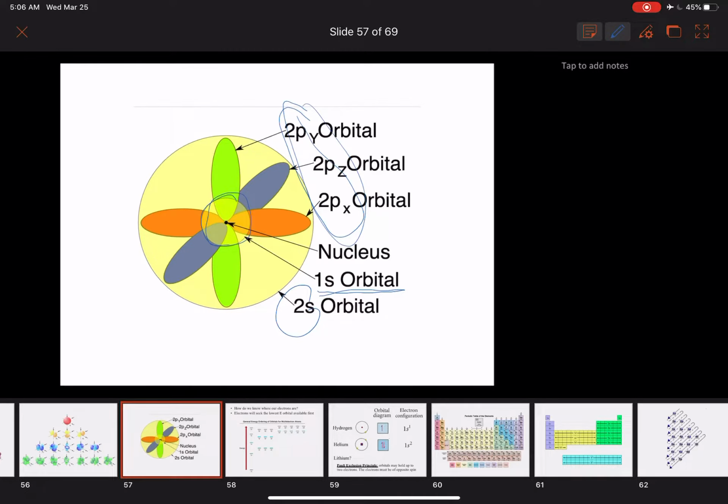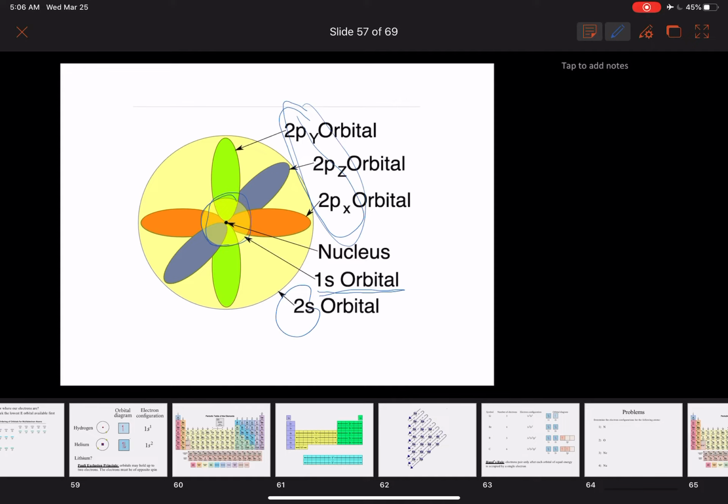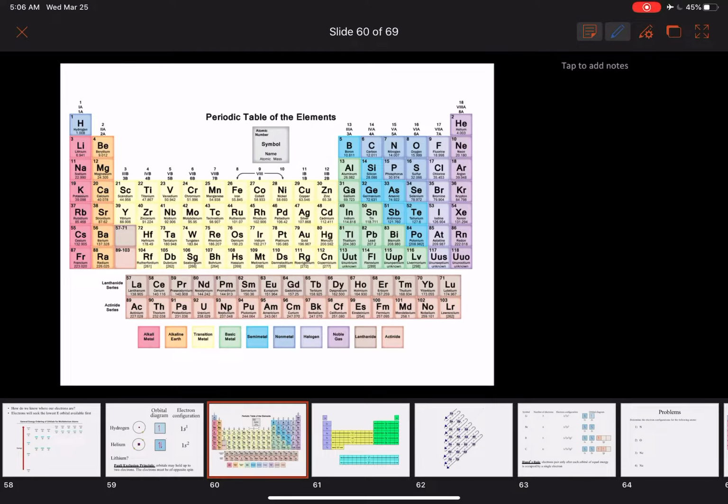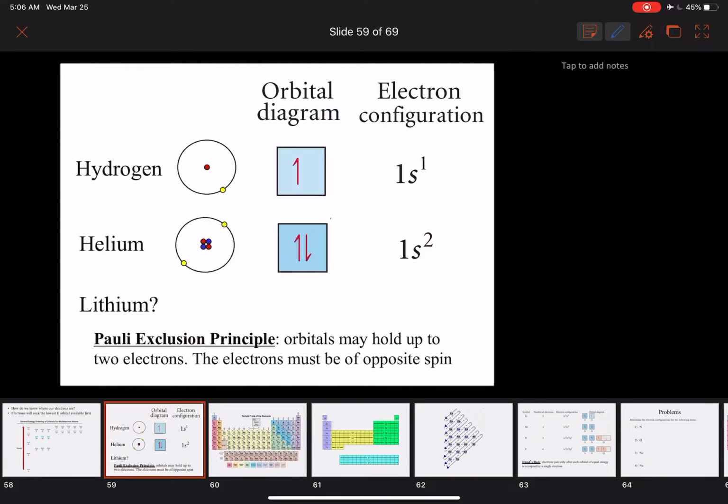All right, so looking at the first 2 elements, we have hydrogen and helium here. Now, remember, hydrogen is our first element right there. It has atomic number 1. That means that it has 1 proton and 1 electron in the neutral atom. And where is that 1 electron going to go? Well, it's going to go in the easiest place, and that is in the 1s orbital. And you guys can see that right there. We've got that 1 lonely little electron right there.